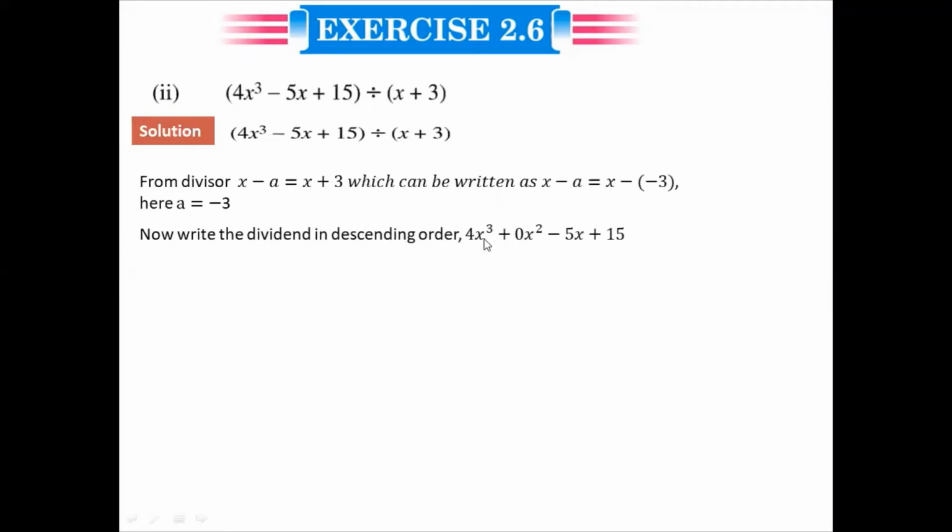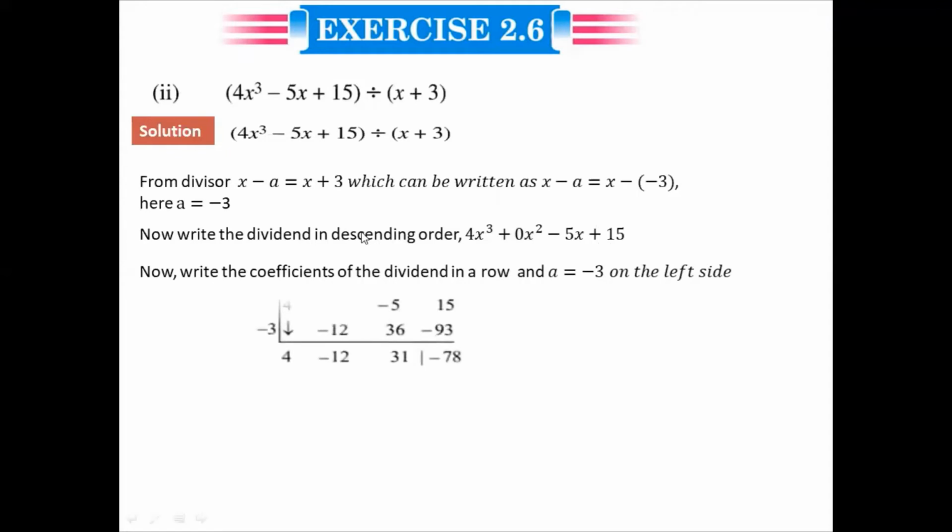So we can write this 4x cube. Here the x square term is missing, so we have to write it. The coefficient of x square will be 0. So 0x square minus 5x plus 15. Now we write the coefficients of the dividend in a row, and a is equal to minus 3 on the left side. So the coefficient of x cube is 4, the coefficient of x square is 0, the coefficient of x is minus 5, and the constant term is 15. Now minus 3 on the left hand side, we just take these two lines.